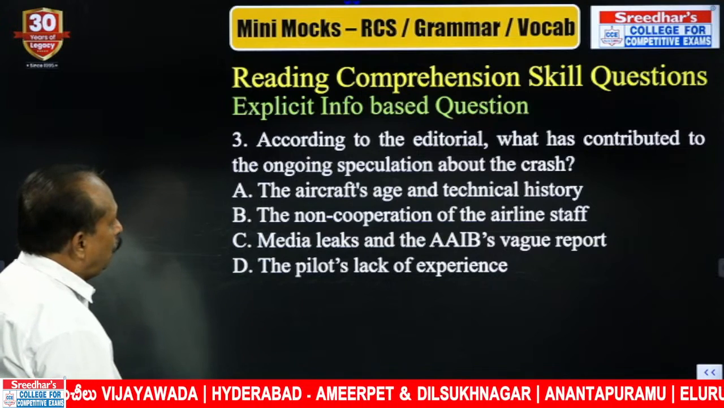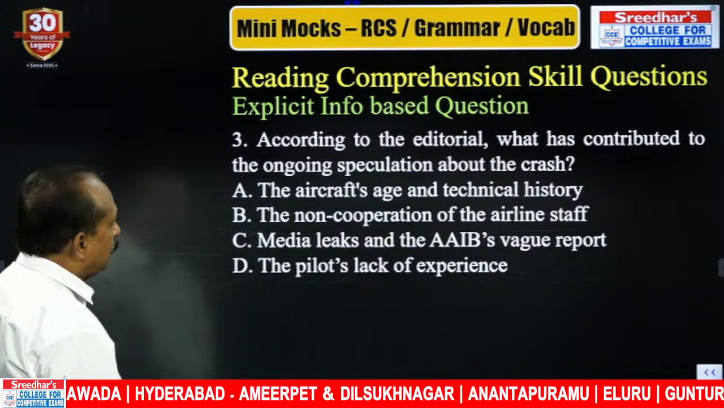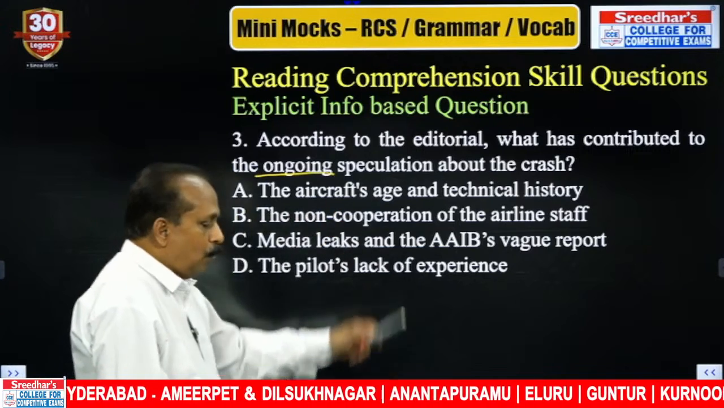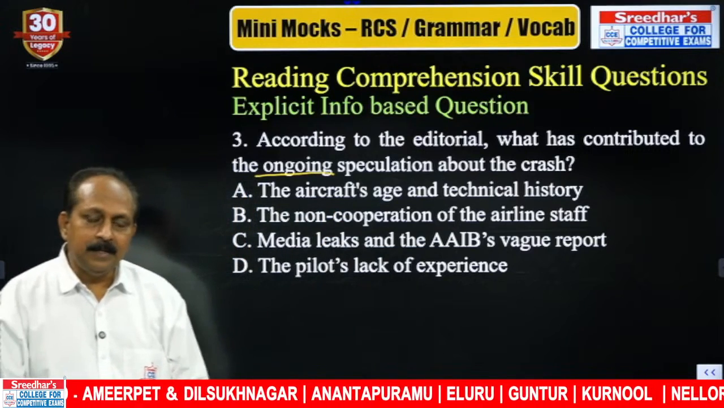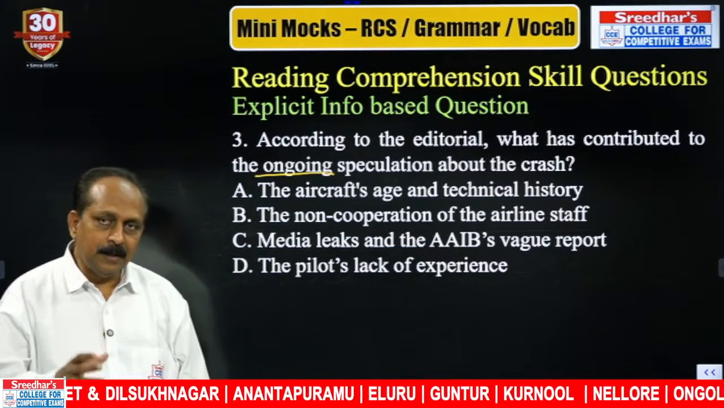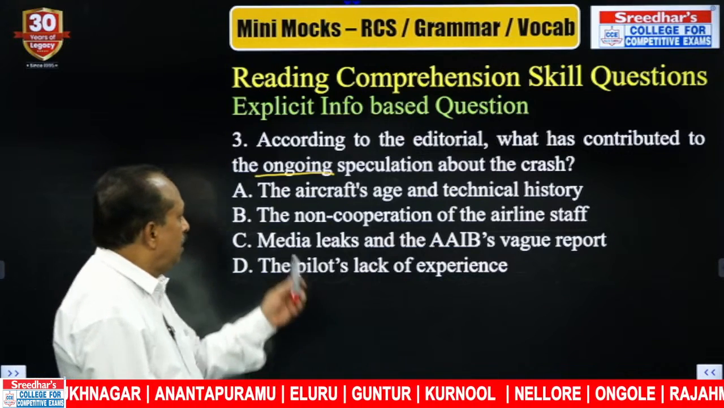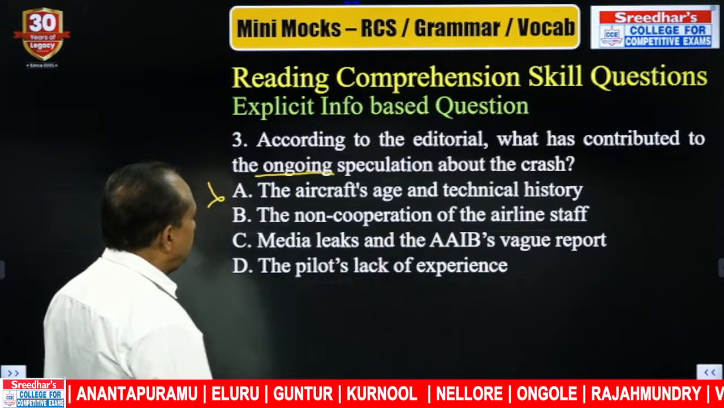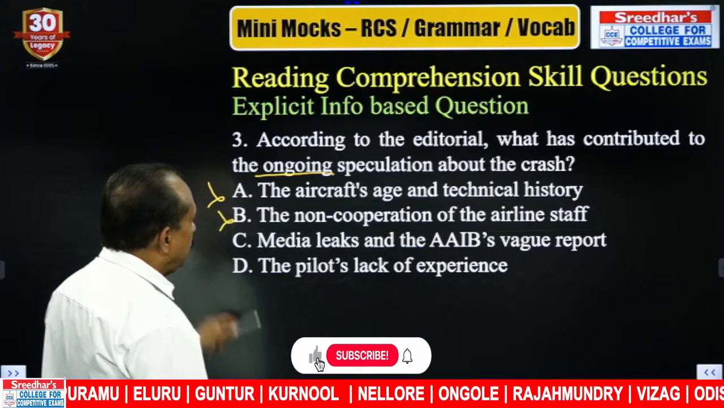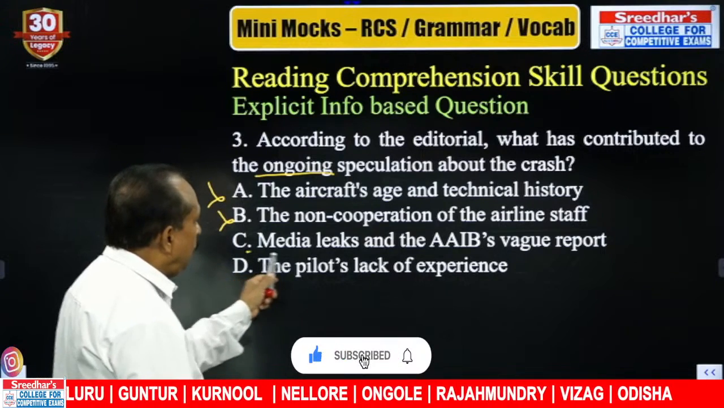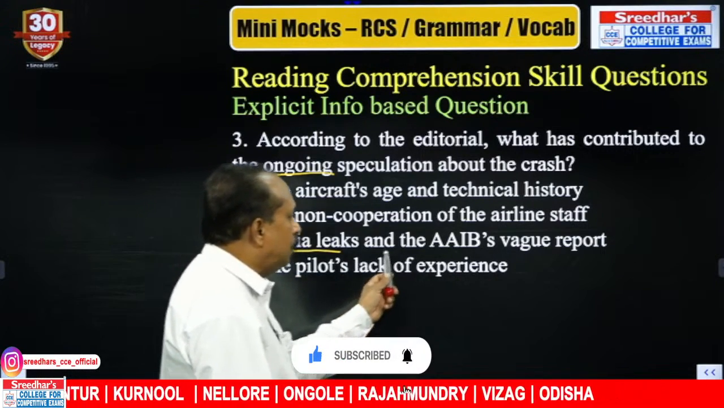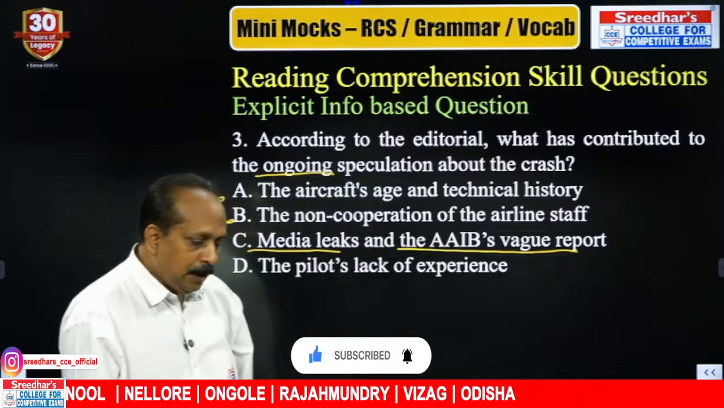According to the editorial, what has contributed to the ongoing speculation about the crash? Why should we speculate? Speculate means guess. What has resulted in this speculation? Aircraft's age and technical history? No. Non-cooperation of the airline staff? No. Media leaks and AAIB's vague report.